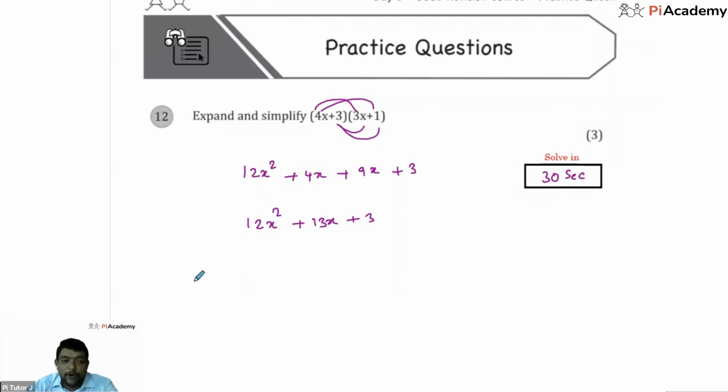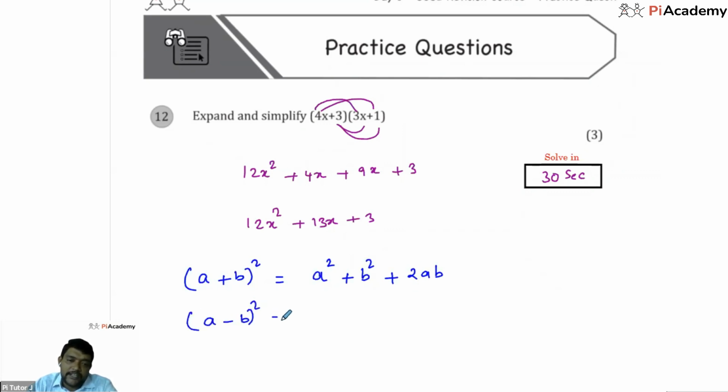Now, guys, I want to give you two formulas here, which will make these multiplications easier. One is (a plus b) whole square is a square plus b square plus 2ab. This will make your life really easy when you are doing complex equations. And the other one is (a minus b) whole square is a square plus b square minus 2ab. These two formulas will really help you.